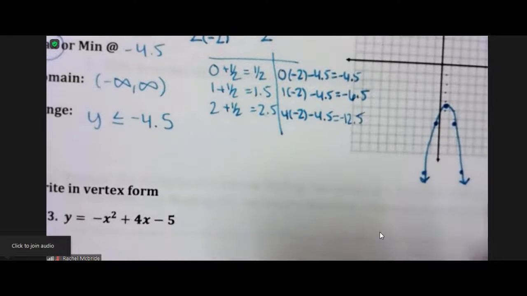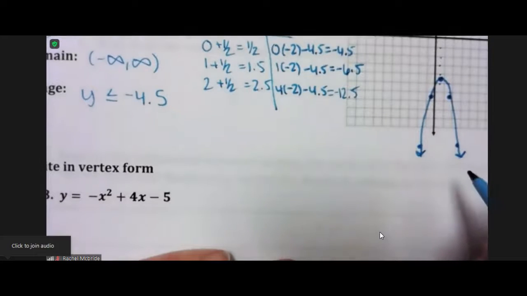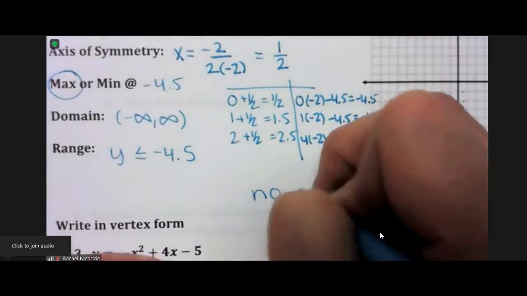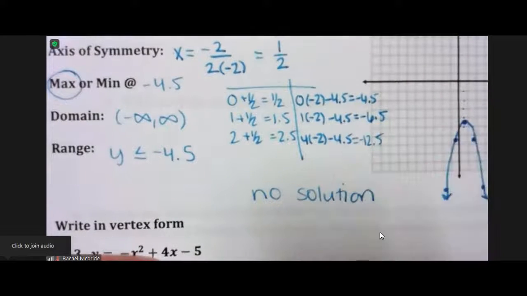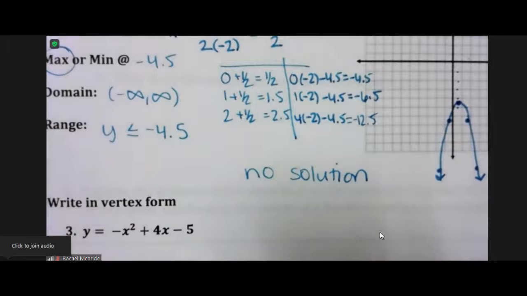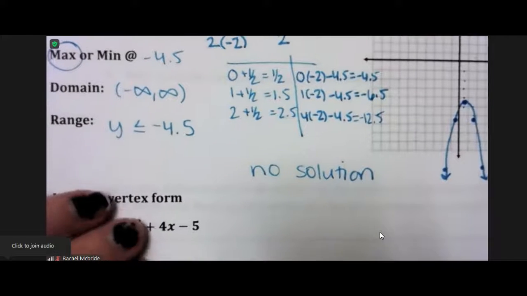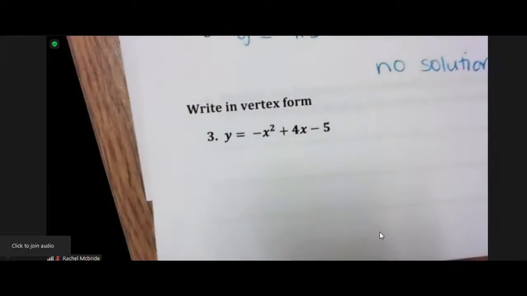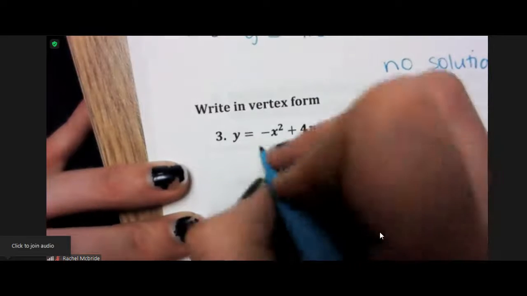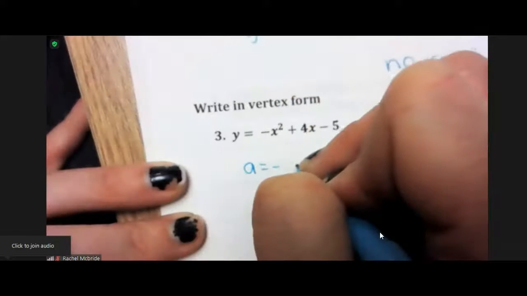Okay. So here we have our graph again. This graph would have no solution or no roots. Writing in vertex form means you need to identify a what?